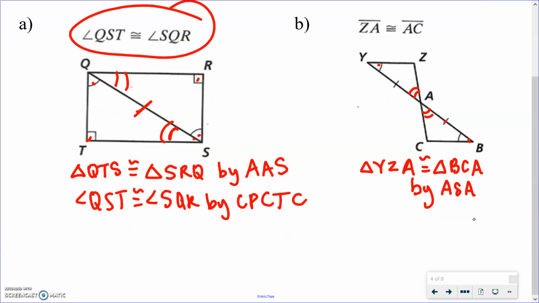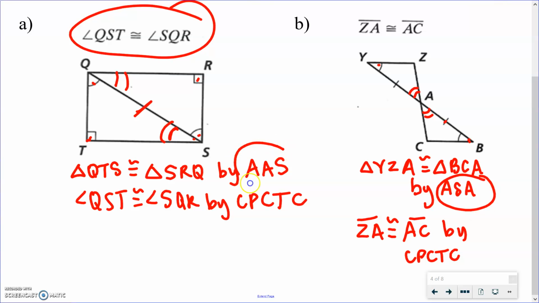And then we can make this statement, say that side ZA is congruent to side AC by CPCTC. Okay, so again, to use the CPCTC, a statement before it needs to be a statement of congruence using one of our theorems or postulates from yesterday. Okay, let's try another one.